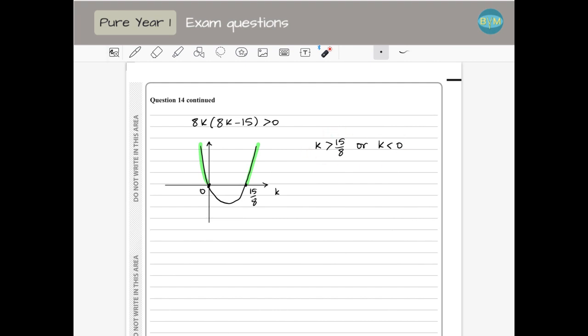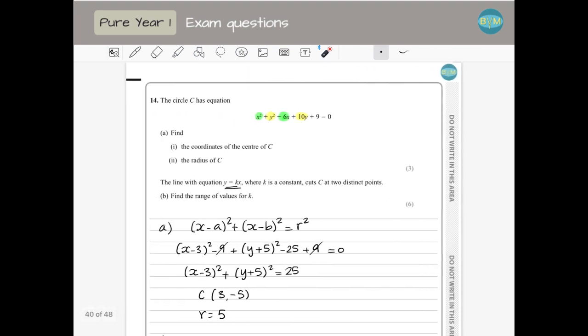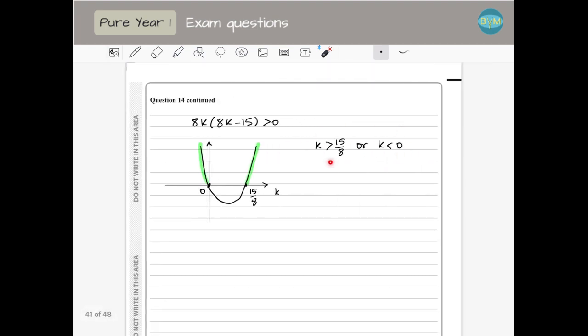And this is your answer. They don't ask you to write in set notation, so that would be enough. If you want to write in set notation just because they ask, you will have to write k when k is greater than 15/8, or, so union, k when k is smaller than 0. But they are not asking in this case. And that's all with this question.